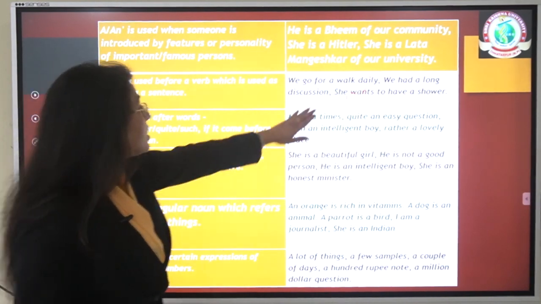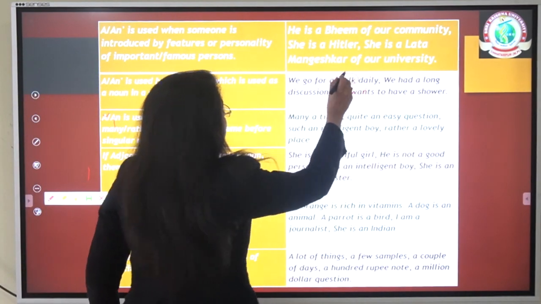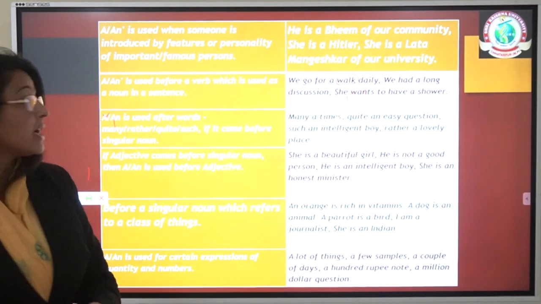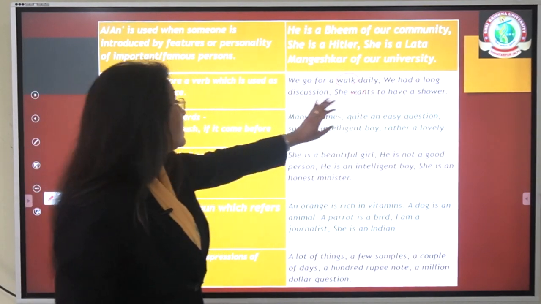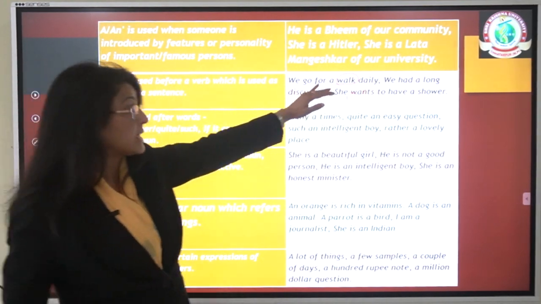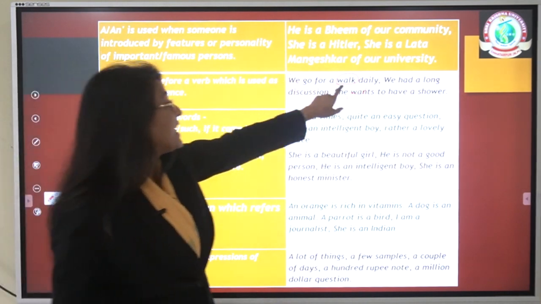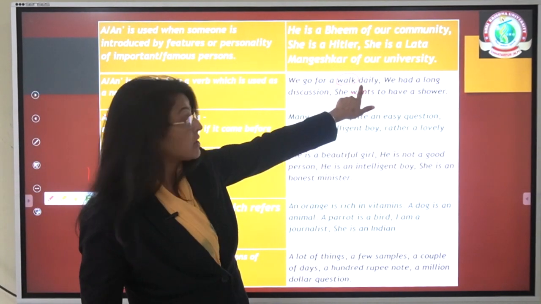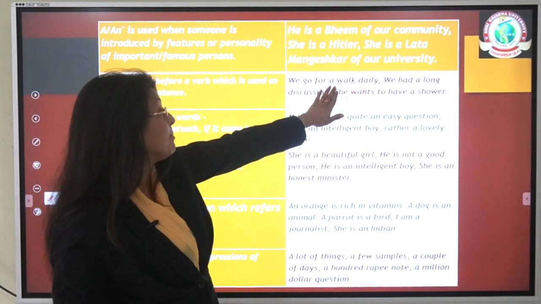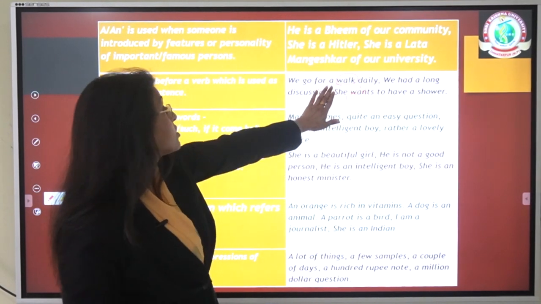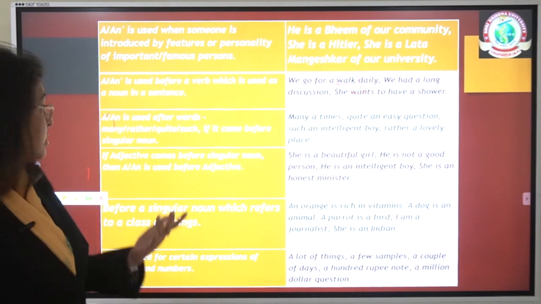So here the verb is walk, but at the same time it is also used as a noun, daily, and that is where you have to use an article. Here there is no omission of article. Now, daily begins with the sound of a consonant, so obviously, and W is also a sound of a consonant, so obviously the article A will be used here.